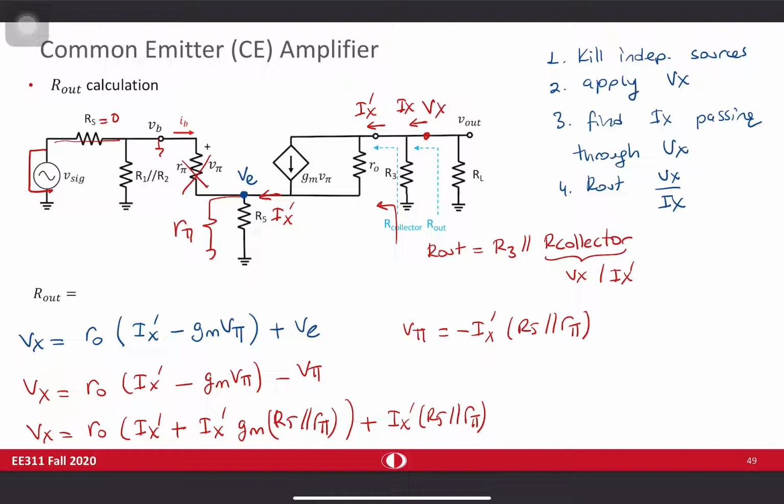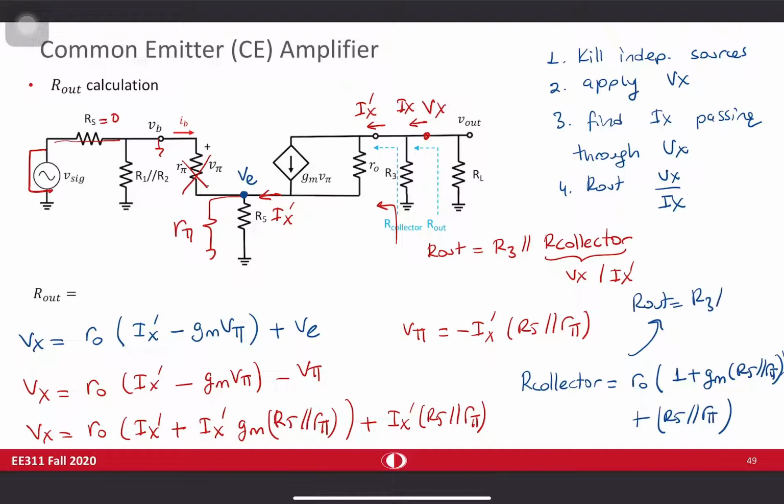Therefore, R collector will be R0 times (1 plus Gm times R5 in parallel with R pi) plus R5 in parallel with R pi. And from here, R out is equal to R3 in parallel with the thing that we find.